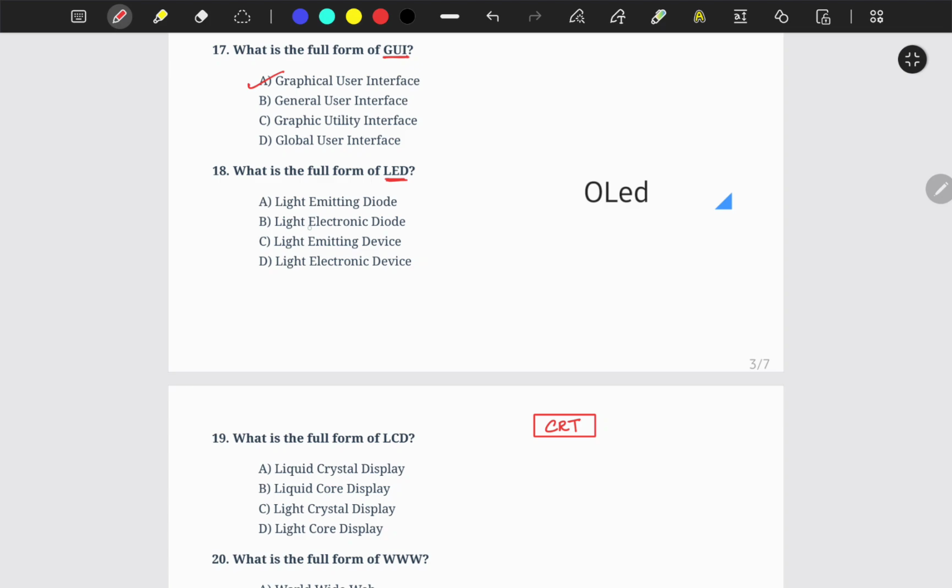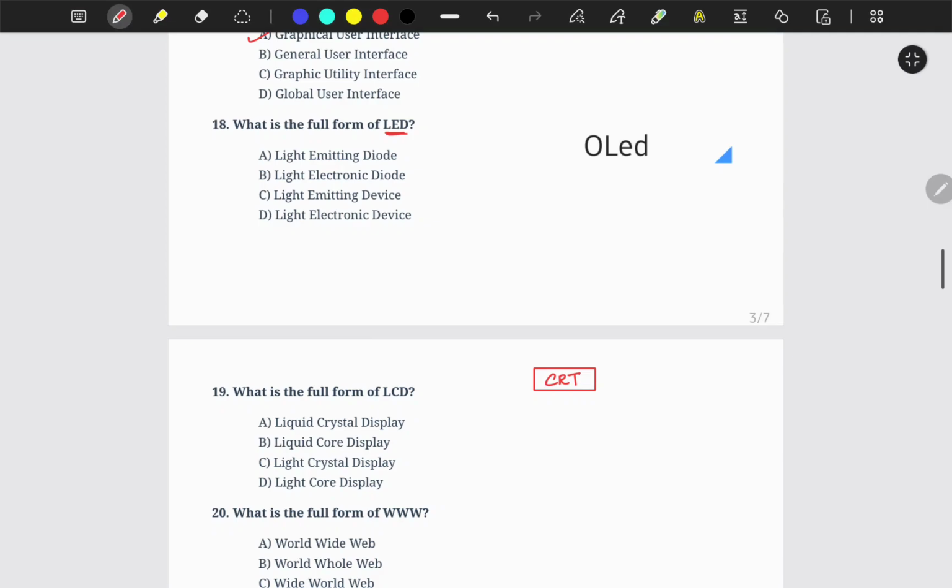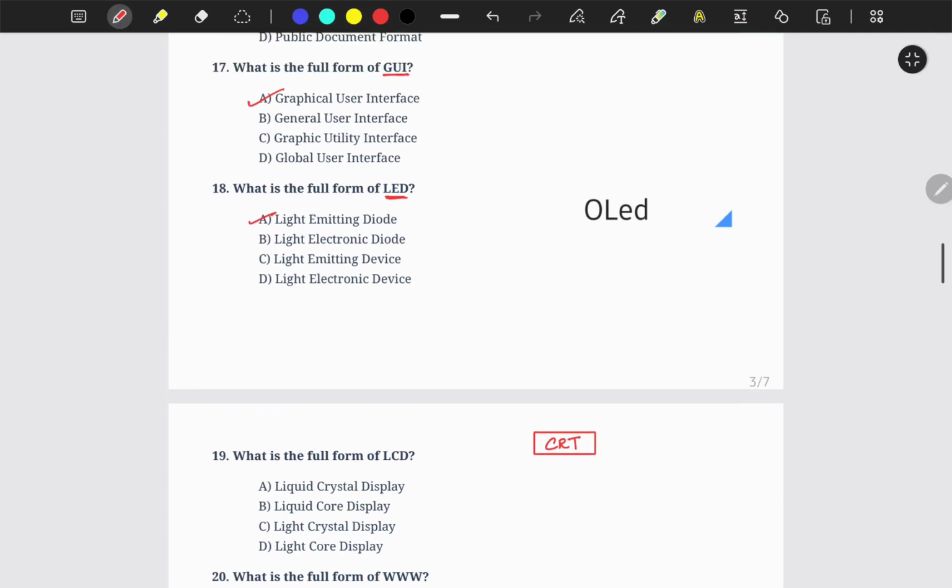Light emitting diode, light electronic diode, light emitting diode device, or light electronic device. The correct answer is light emitting diode. Okay, so similarly we have the concept of OLED. It is a new technology, the next generation technology of LED. OLED stands for organic light emitting diode.